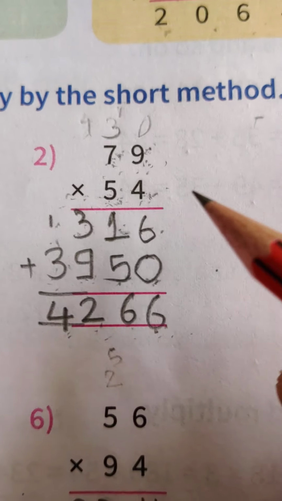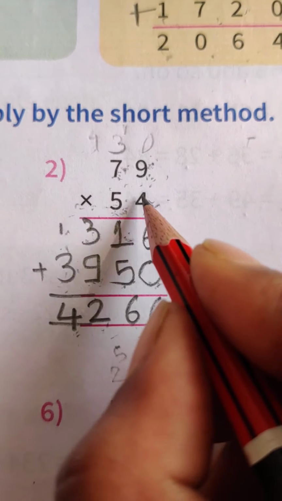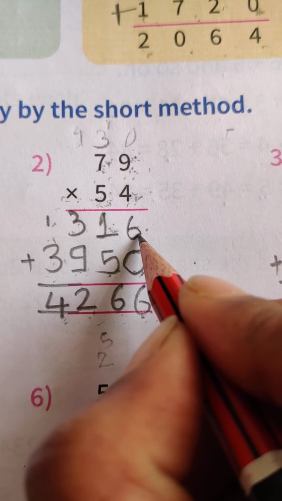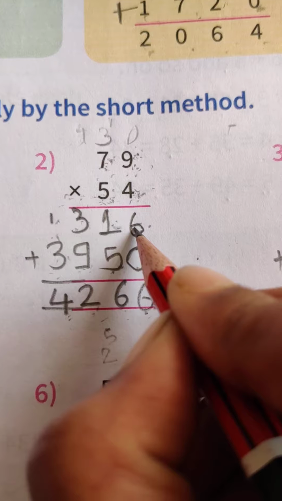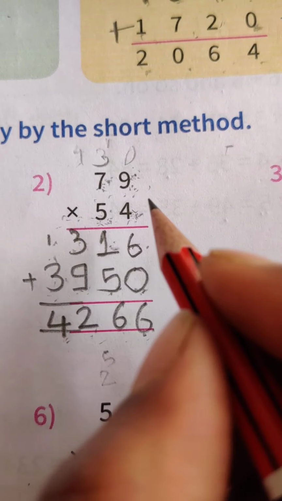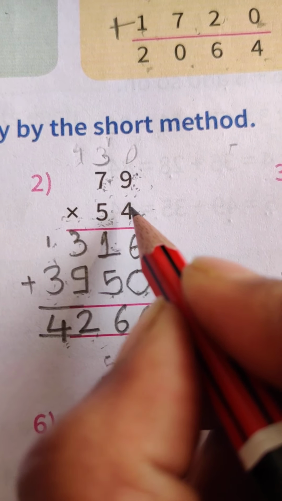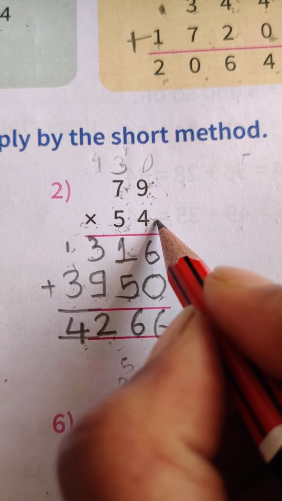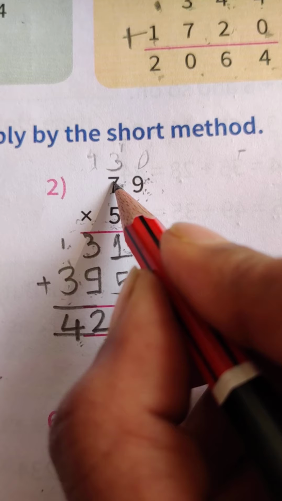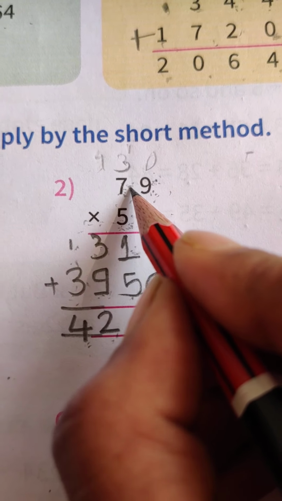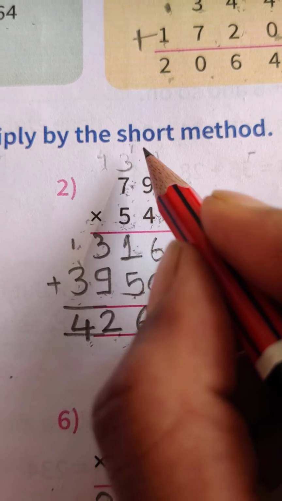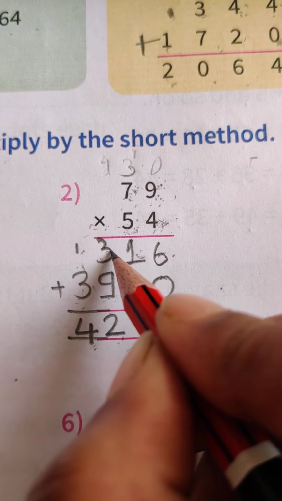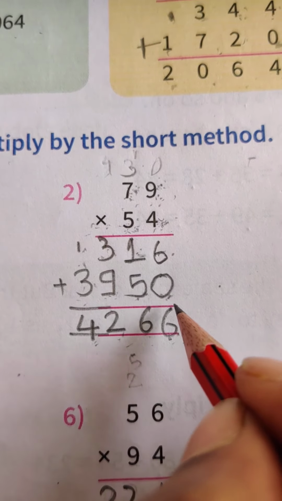Now look here, 4 9s. 4 9s are, in the 4 table, at the 9th place is 36. So 6 is written here and 3 is the carry. Now 4 7s are, in the 4 table, at the 7th place is 28. 28 plus 3 equals 31. How much are we getting? 31. So यहाँ पे हमने 31 लिख दिया.